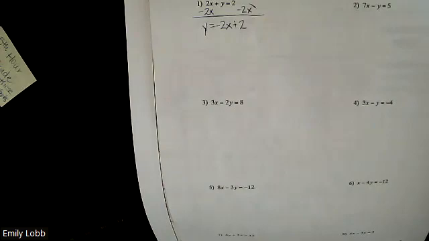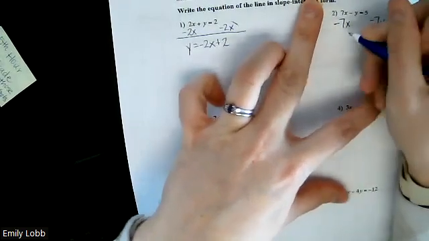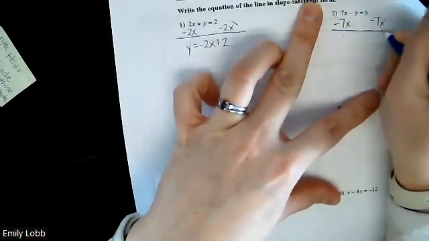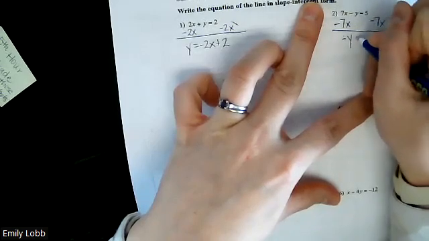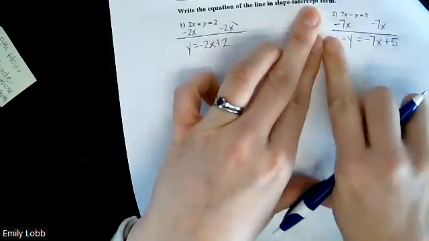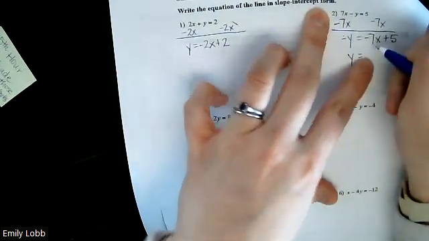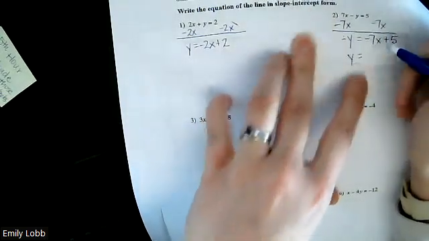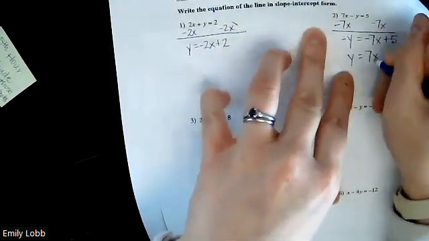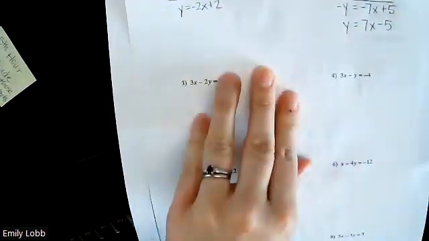All right, so here, if we subtract 7x from both sides, we have negative y is equal to negative 7x plus 5. So we need to take the opposite of everything. The opposite of negative y is y. The opposite of negative 7x is positive 7x. The opposite of 5 is negative 5. All right, try number 3.